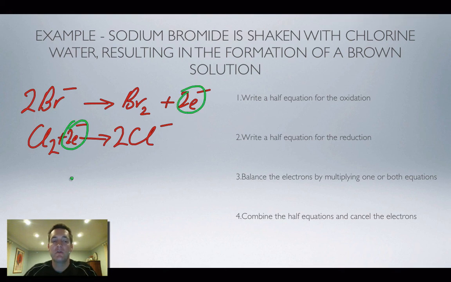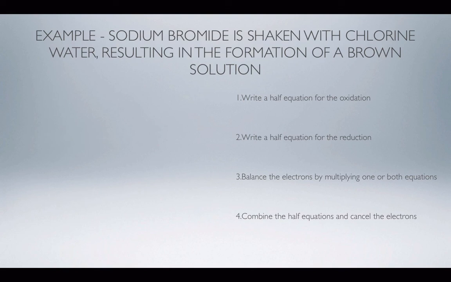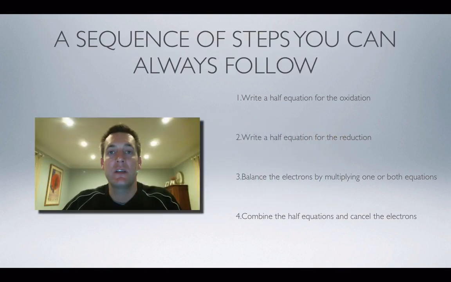Combine the oxidation and the reduction together, and I'm left with 2 bromide ions reacting with chlorine water, producing 2 chloride ions and bromine. And that's an example of halogen displacement, which is also going to be on one of the next few films as a practical demonstration. Hopefully that all makes sense.